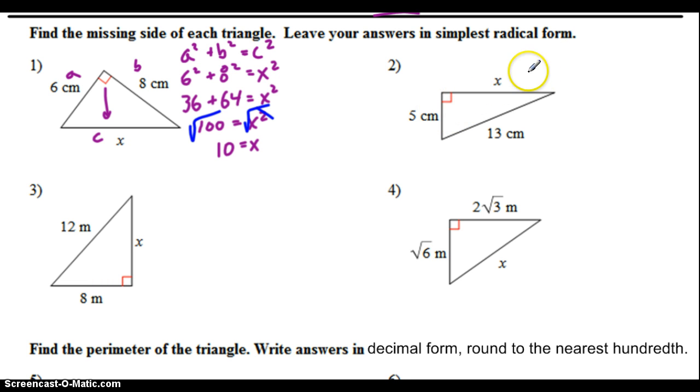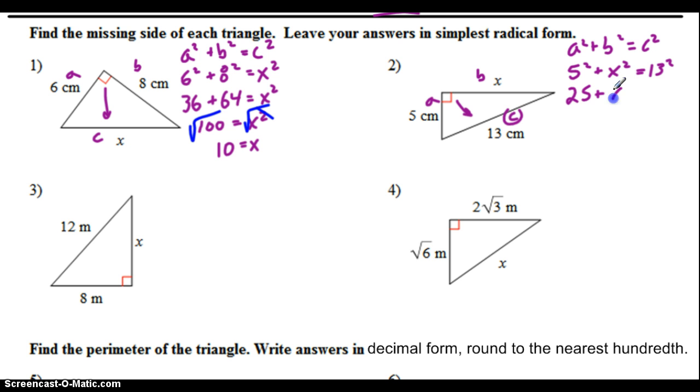What about number 2? Well, in number 2, let's start off with our a squared plus b squared equals c squared, the Pythagorean theorem for right triangles. And there's a, there's b, and c, remember, across from the right angle. And this time, our x is not the hypotenuse, it's b, it's one of the legs. So let's substitute in our values. A is 5 squared plus x squared equals 13 squared. 5 squared is 25 plus x squared. I can't do anything with that yet. And 13 squared is 169.